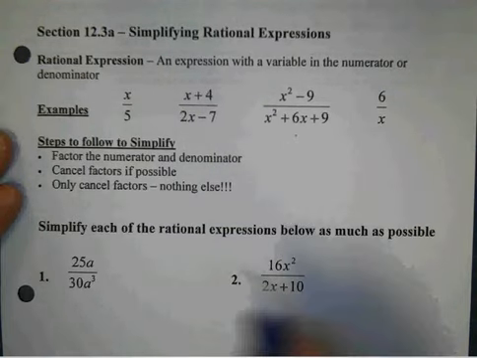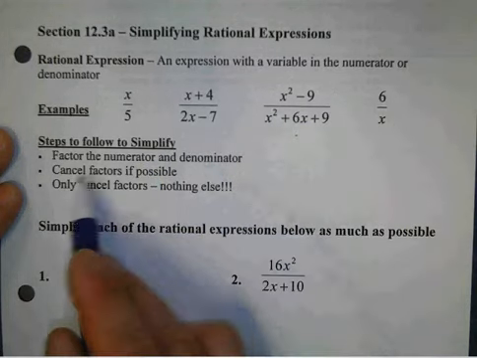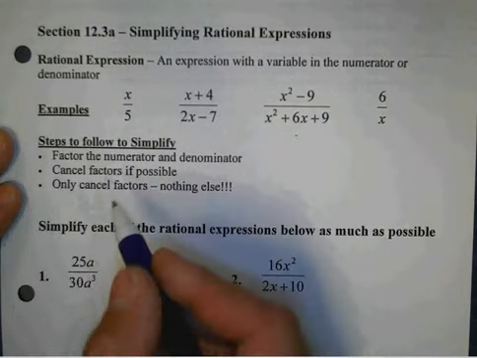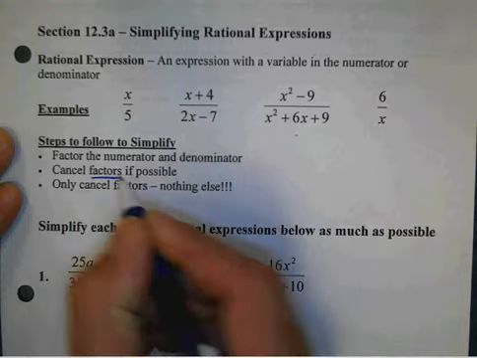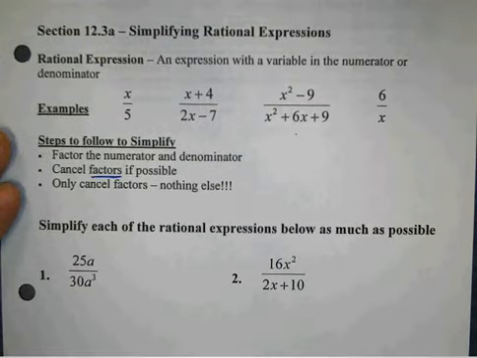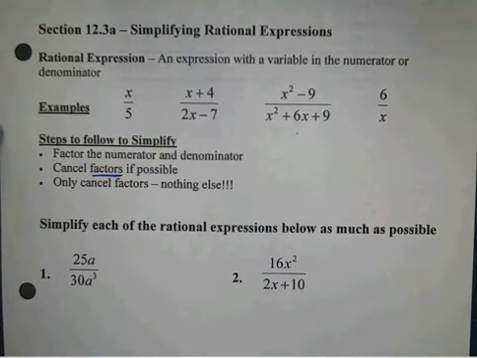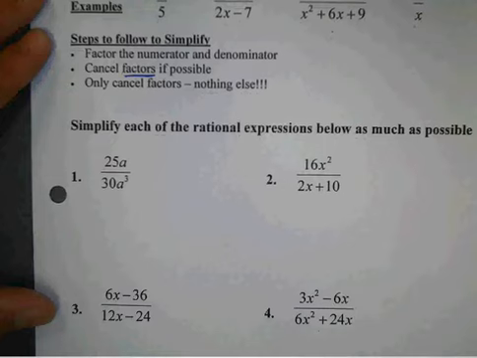What are we going to do? If possible, we're going to factor the numerator, the denominator. Then we're going to cancel factors. But notice, you're only canceling factors, things that are multiplied together. Okay? So a lot of practice today in factoring and remembering some of our shortcuts as we look through this stuff. So let's look at our first example.